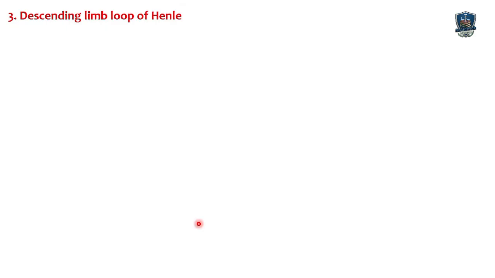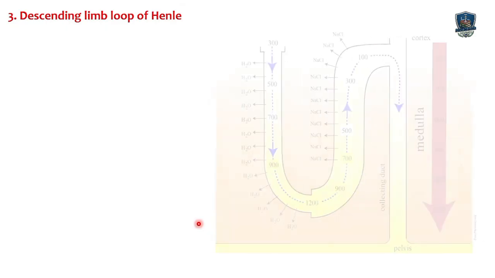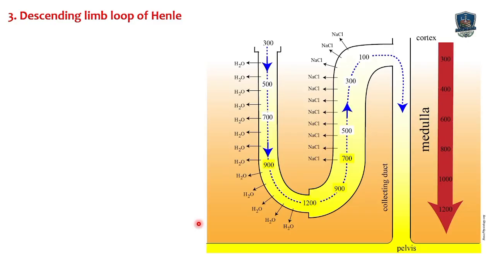Now let's move to the descending limb. After the PCT, the filtrate moves to the descending limb. One thing I have to note is that the descending limb is located in the renal medulla. The filtrate is isotonic, but the medulla is much more highly concentrated. Because the medulla is hyperosmotic, what happens? This section is always permeable to water and impermeable to solute. So water will move down the osmotic gradient.